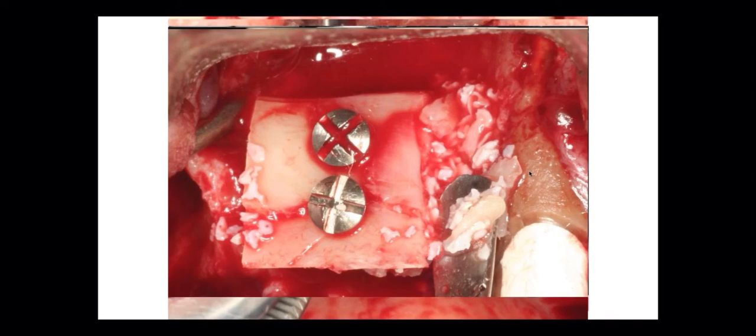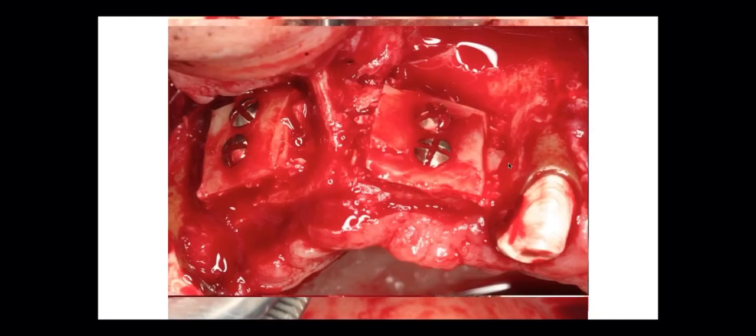This is another technique of doing onlay block grafts. It's not using one screw but two screws, so our onlay will be like a drawer. It can go out and inside, and our bone chips will be placed under it. We did this from both sides.